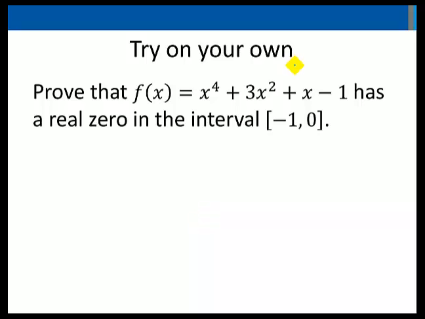And try this last example on your own. Prove that f of x equals x to the 4th plus 3x squared plus x minus 1 has a real 0 in the interval negative 1, 0, and make sure that you do use the intermediate value theorem.